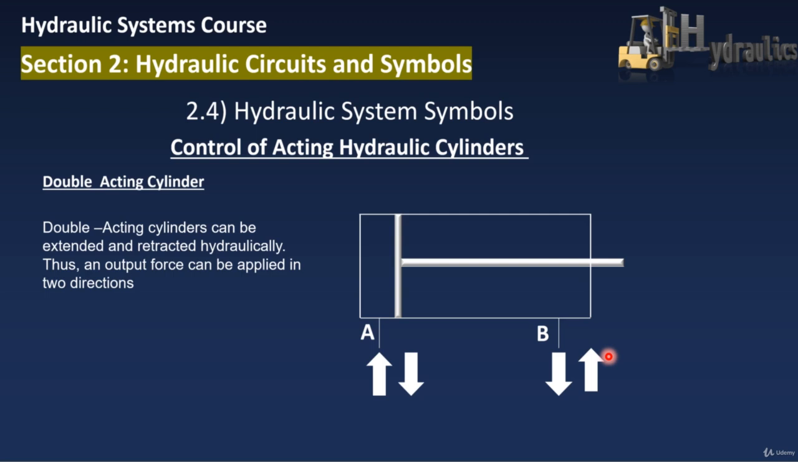Hydraulically means by hydraulic oil pressure entering through either port A or port B. So if the hydraulic fluid enters port A, it will push the piston to extension, and any fluid on the other side will be drained through port B. For the retraction stroke, the fluid will enter through port B, and then the drain will come through port A. And in this case, the output force can be applied in both directions.